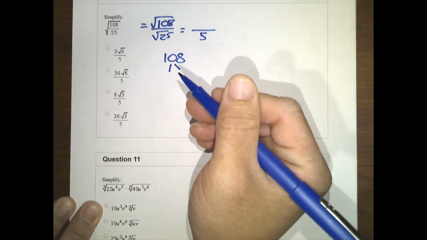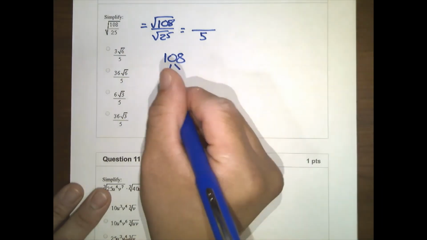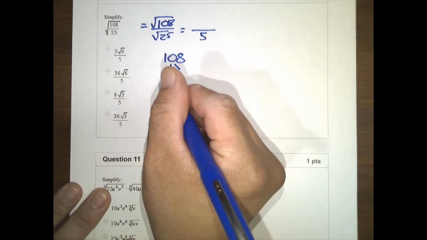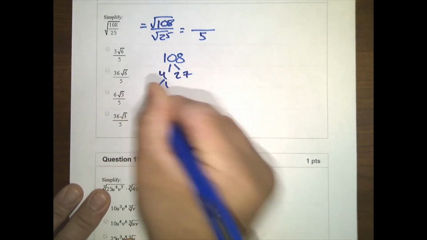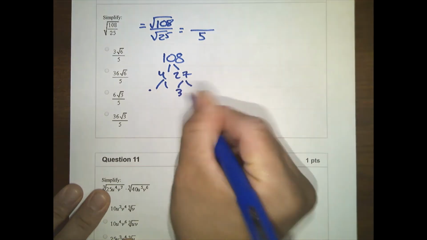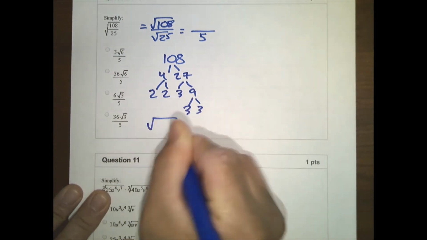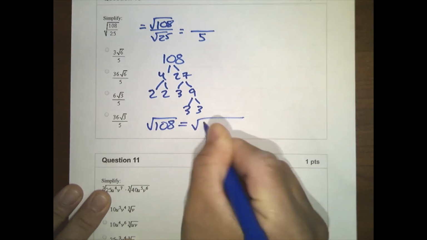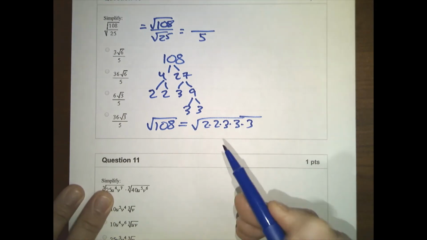Then I'll go and find the prime factorization of 108. So what is that going to be? Well, what will that be? All right, so 4 times 27, and 27 is 3 times 9, and 4 is 2 times 2, and 9 is 3 times 3. So the square root of 108 is the square root of 2 times 2 times 3 times 3 times 3. Or what do we have here?